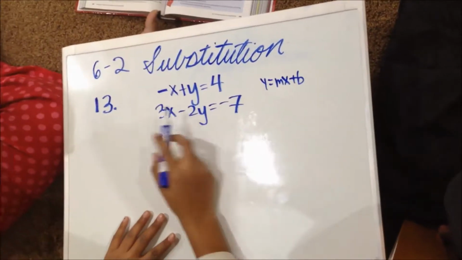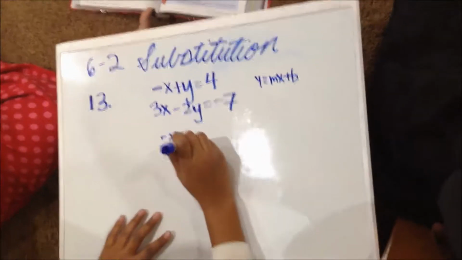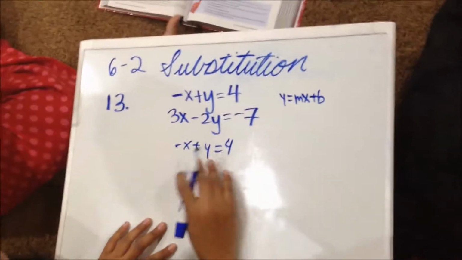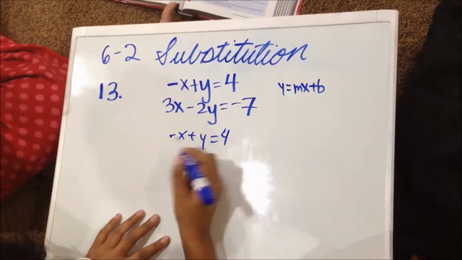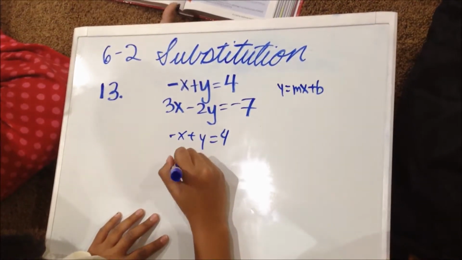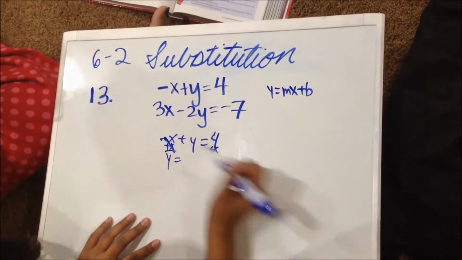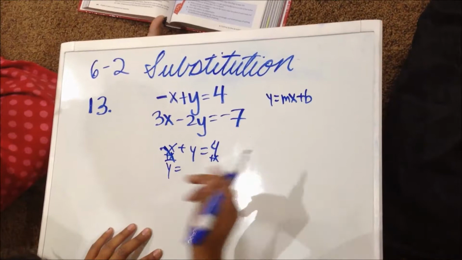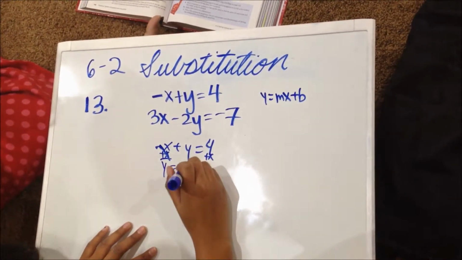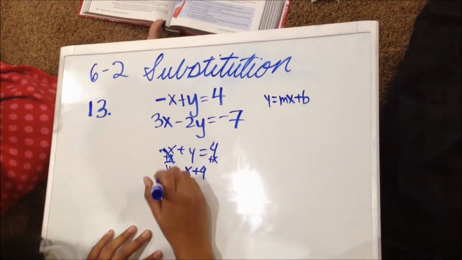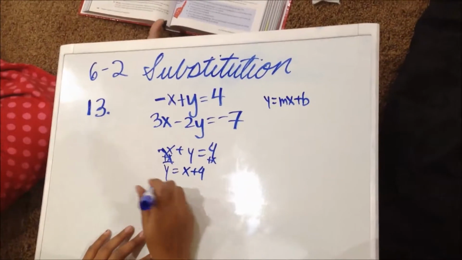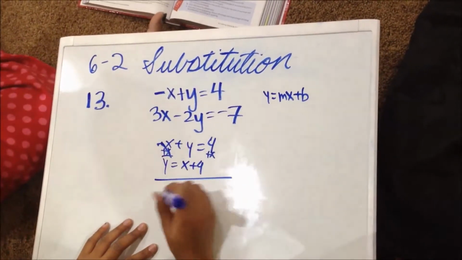So then I would change negative x plus y equals 4 to y equals mx plus b. So I would keep the y on this side, and then I would add x on both sides to get y by itself, and then have y equals x plus 4, because that's what I would have after that. Okay. So then from there I would do the next problem.